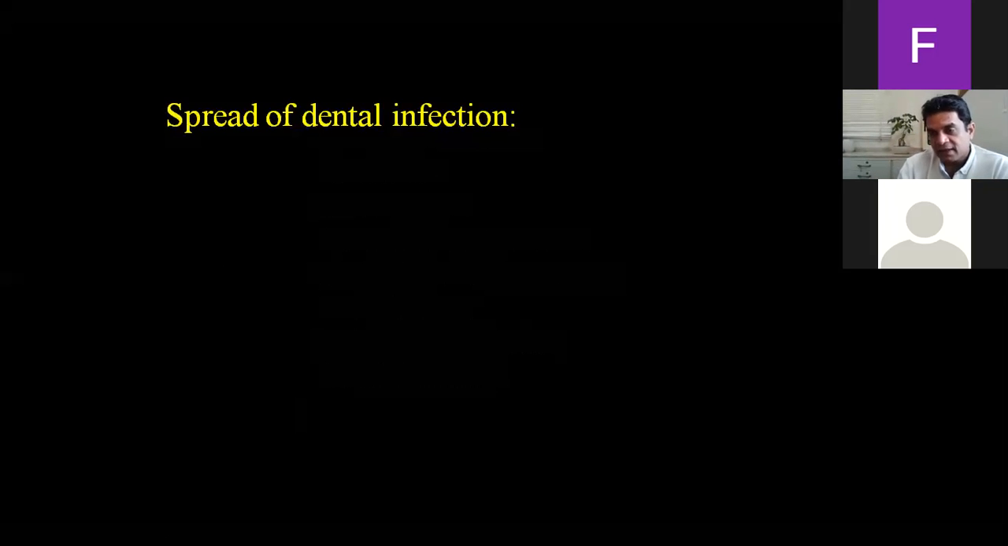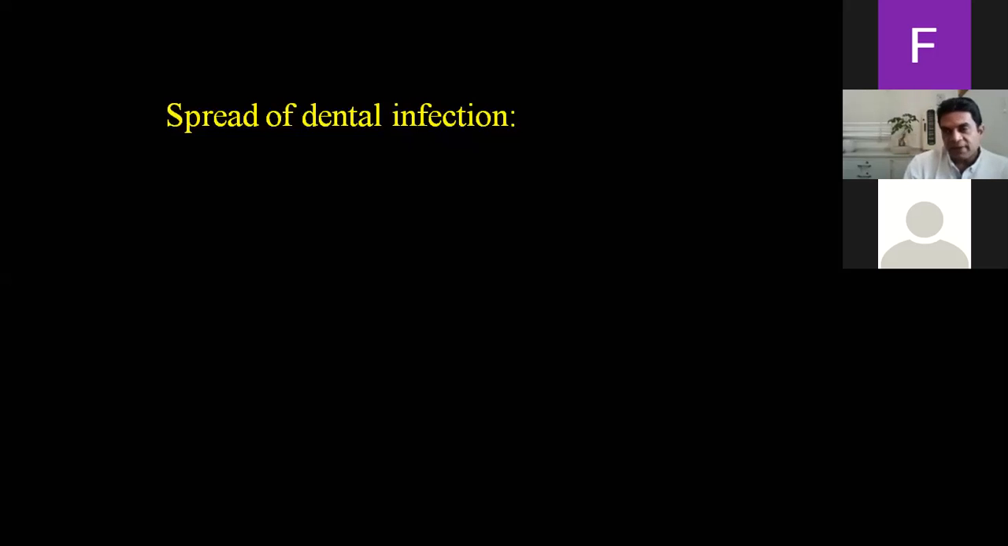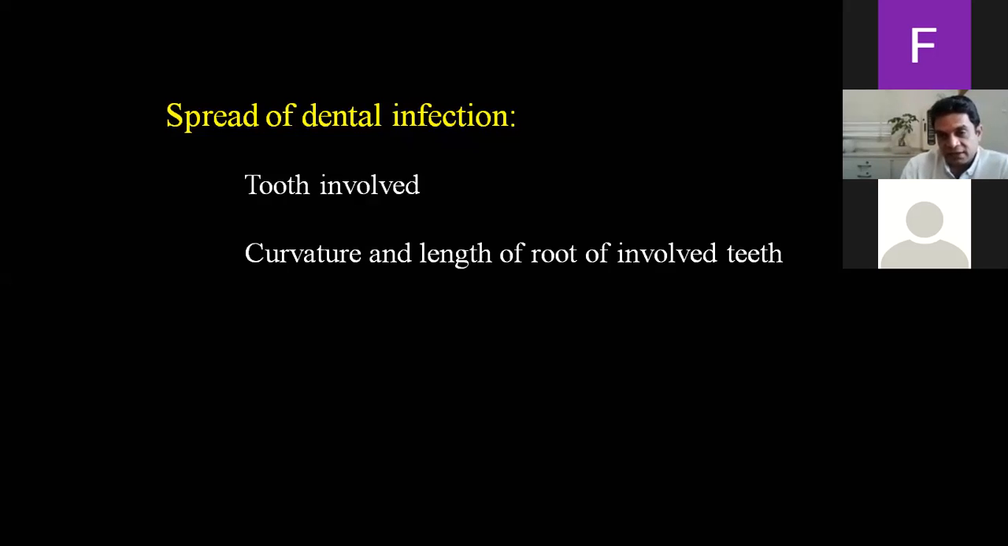Once the bacteria reaches inside the mandible from the tooth, it depends on how it spreads, or in which facial space it will go. There are certain factors which determine this. The most important is which tooth is involved. Other factors are the curvature and length of the root of the involved tooth, and the thickness of the alveolar bone around the apical portion of the root, from where the infection is emerging.